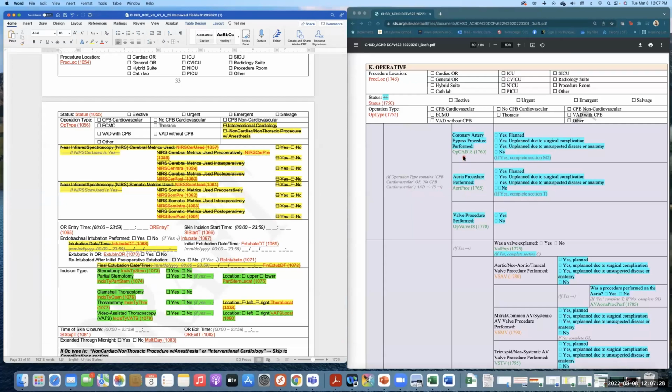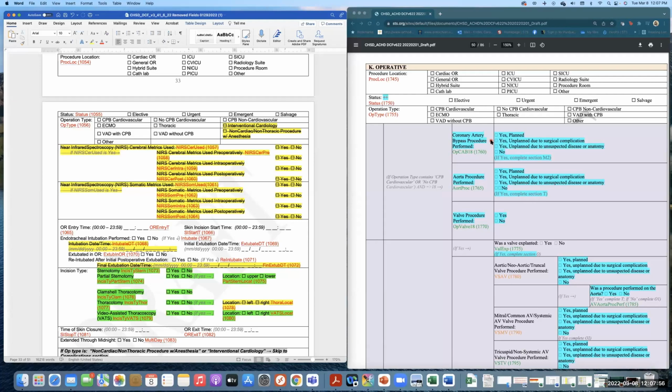Was a CABG performed? But then off to the side, you have to determine yes, planned, meaning this was a planned procedure. It was on the consent form. This is what they planned to do when they went into the OR. That's one option. The second option is yes, unplanned due to surgical complications. So I call this the oops category. Oops, I didn't mean to cut that coronary artery, and now I've got to bypass it.